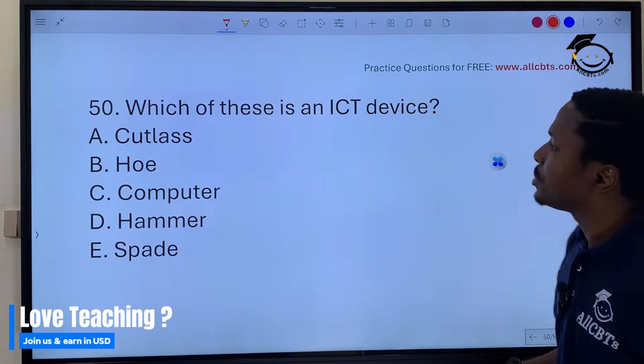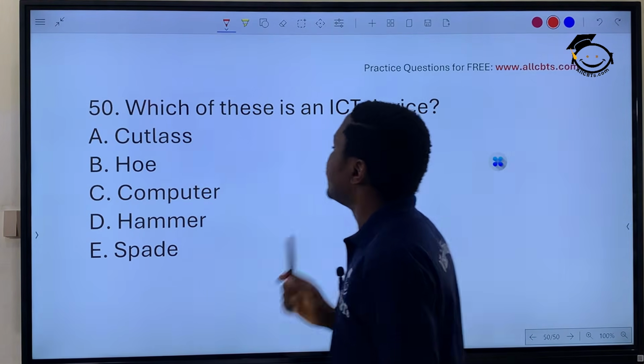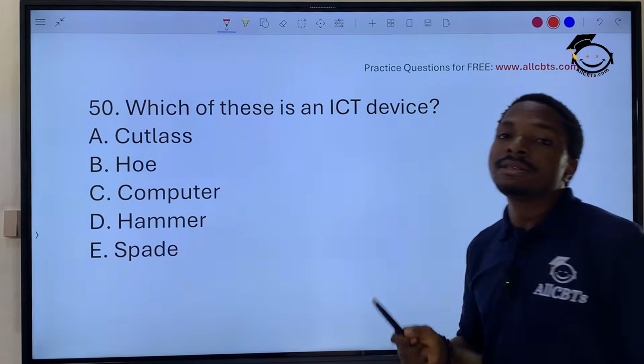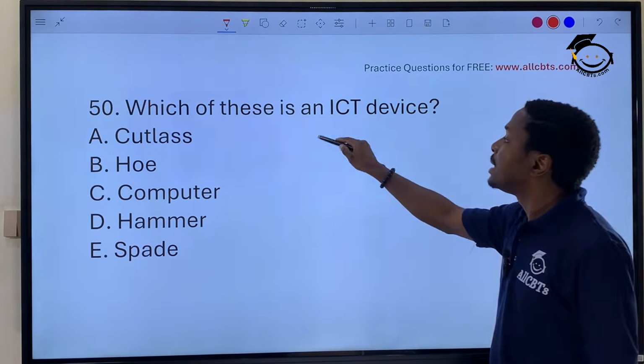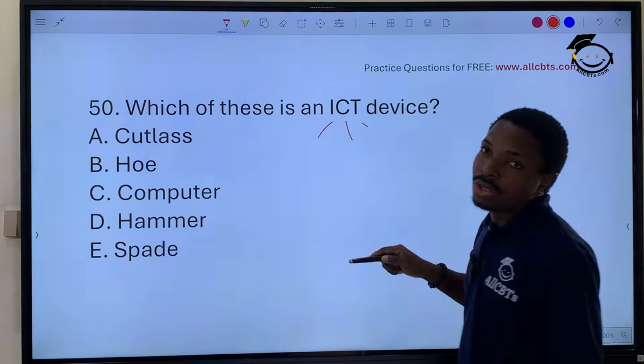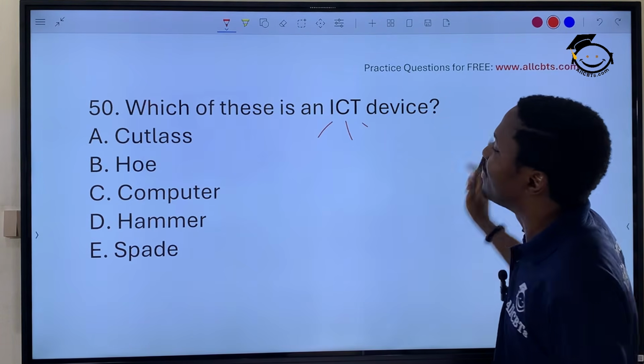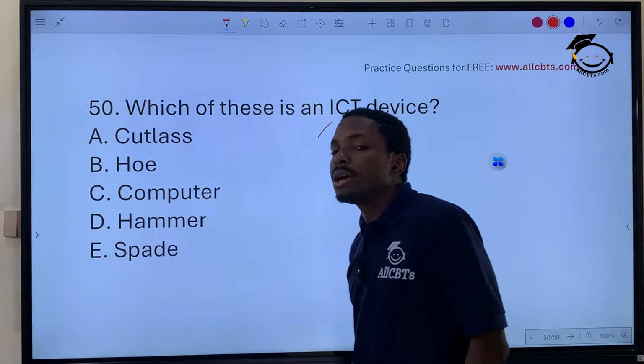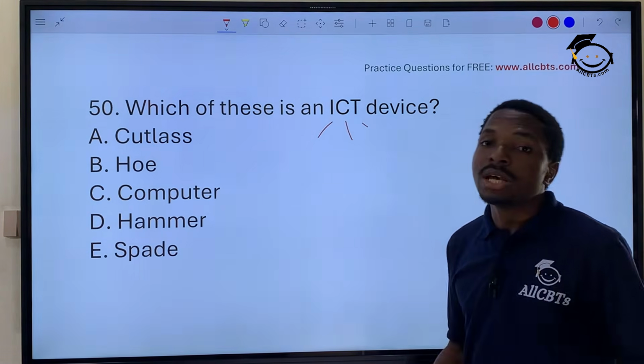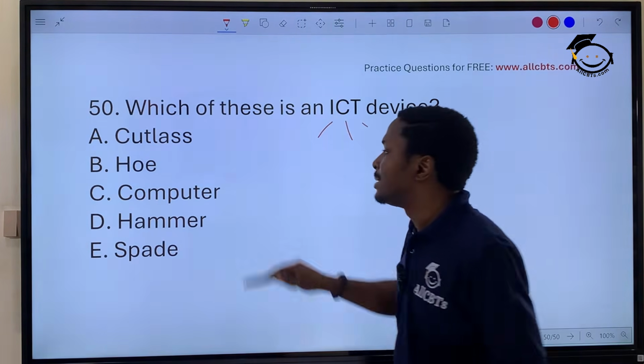Then the last question, which of these is an ICT device? A computer device. And what's ICT? Information Communication Technology. So which of these is an ICT device? That's what? Computer. Because through computer, you can access the internet.